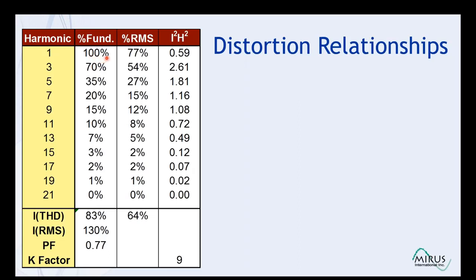What we show is the fundamental component, it's 100%, and then the harmonic components as a percent of the fundamental. So here we have 70% third harmonic, 35% fifth harmonic, and so on. We can also show it as a percent of RMS, slightly different values, but same harmonic content.